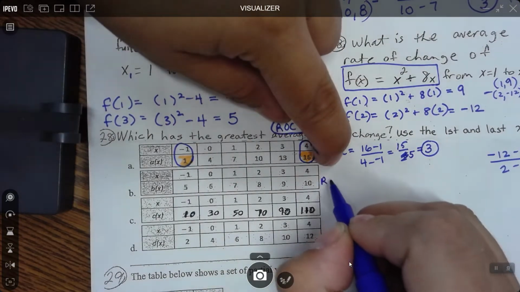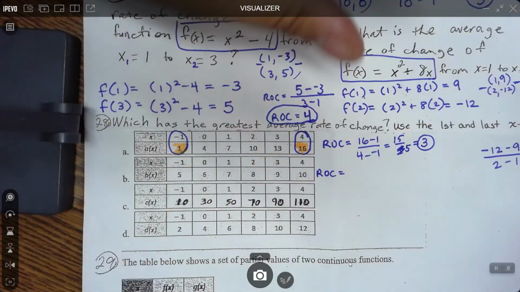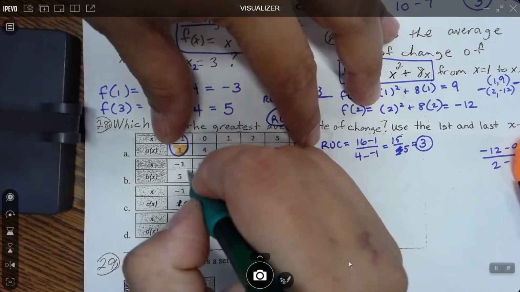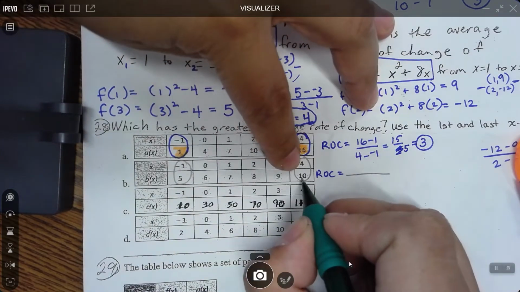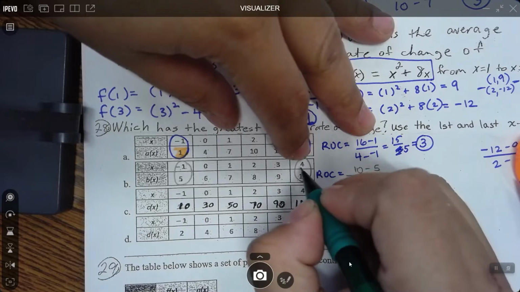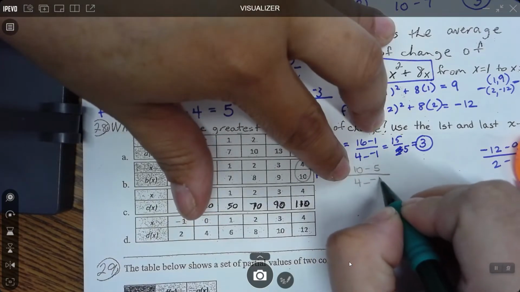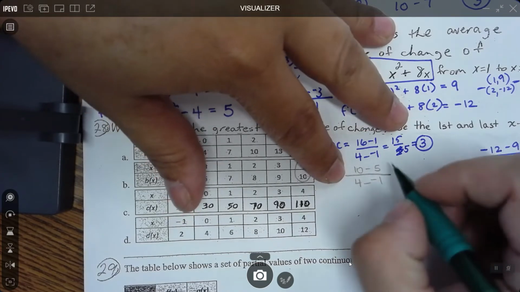All right, the rate of change for this one is going to be this point and that point. So it's going to be 10 subtract 5, and then 4 subtract negative 1. So that would be 5 over 5, which is equal to 1.